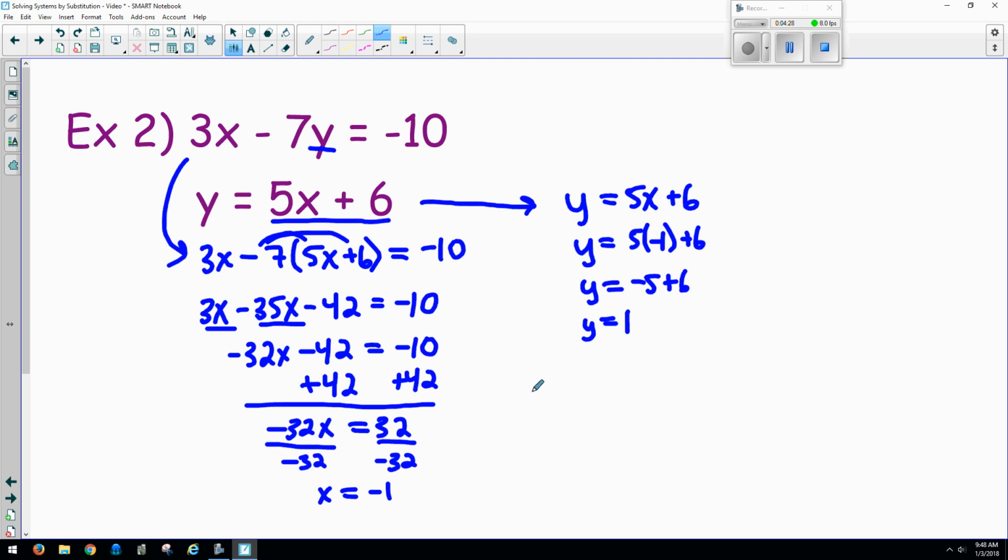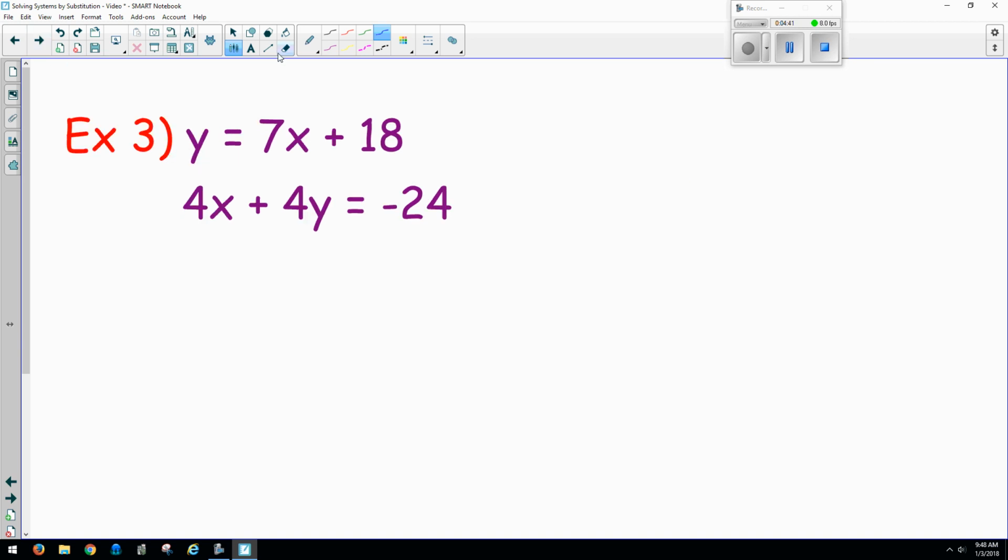So again, let's write the solution as an ordered pair. We're going to put the x value first, negative 1. The y value is a positive 1. And that is our solution of this system. Here's one more for you to try, and we'll continue talking about this in class.